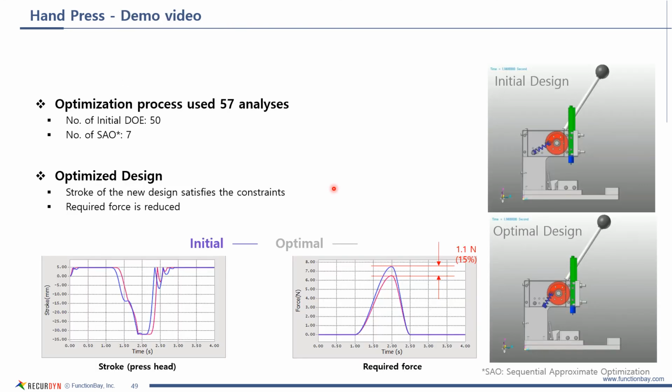The optimization of this model ran 57 analyses. The number of DOE to create the initial meta model was 50, and only 7 simulations were performed for optimization. Please see the animation. The stroke of the press head of the new design meets the requirement, and the required force was reduced.